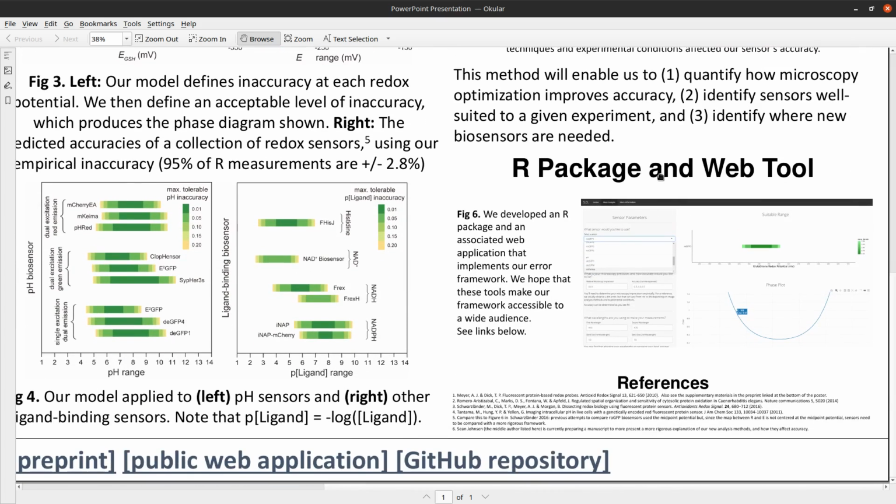And we call this method the SensorOverlord, since it ruthlessly proclaims what you can or cannot measure with your sensor. And I implemented this method as an R package. I also set up a graphical interface that you can access at SensorOverlord.org.